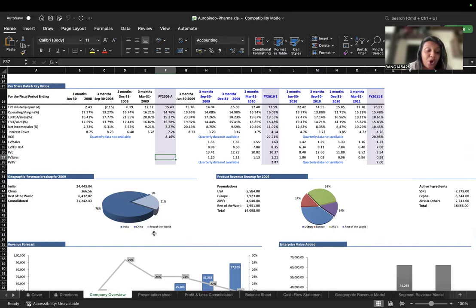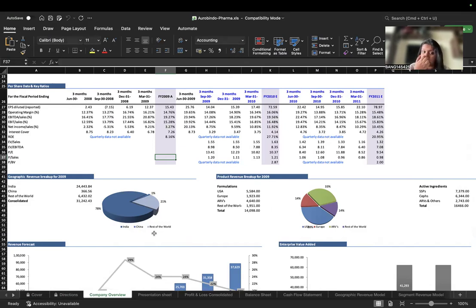It describes Aurobindo's evolution from an API supplier to a focus on generic formulations, highlighting its vertical integration and its global footprint across the US, Europe, and emerging markets. This narrative is the bedrock upon which all numerical assumptions are built. The model isn't created in a vacuum; it's a quantitative reflection of the business story.